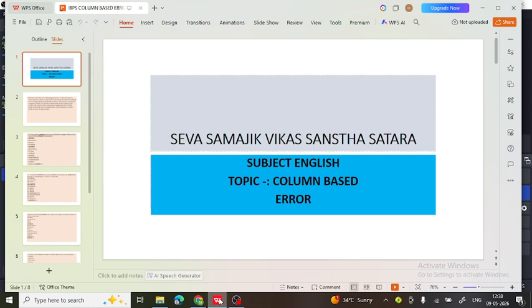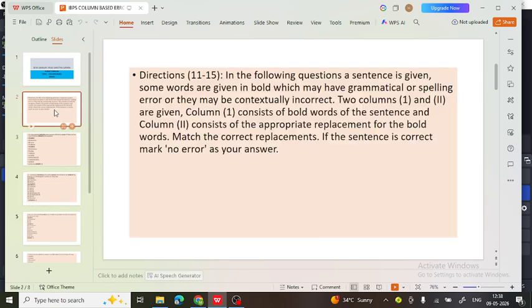In today's English session, we are going to discuss column-based questions. In the previous video, we had discussed column-based sentences. Today we are going to see column-based error. So what type of question is this?